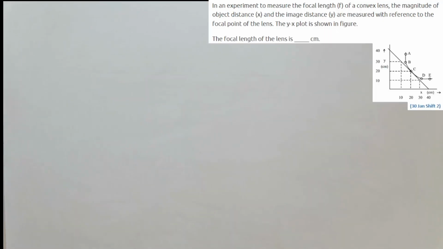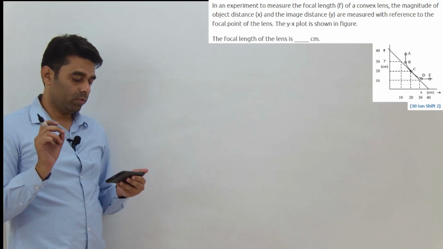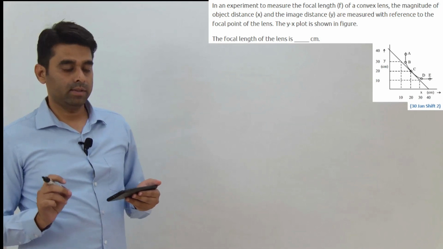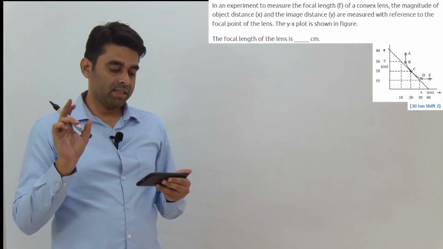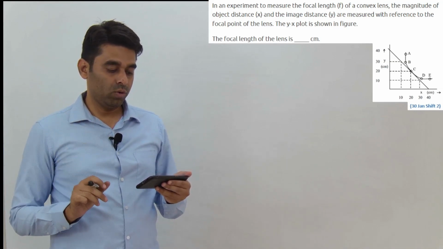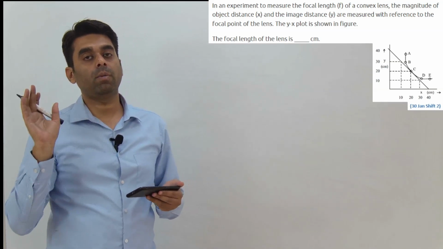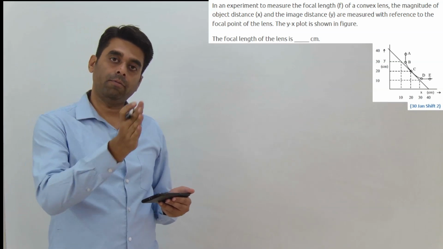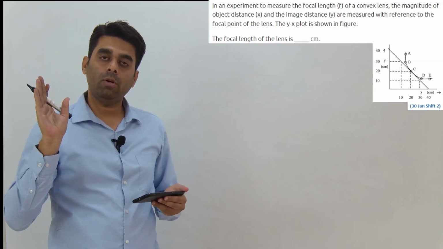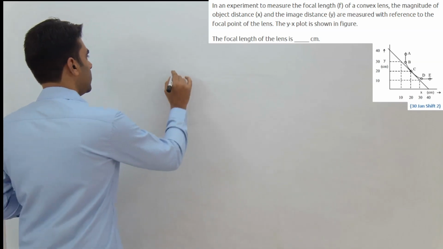So the question we have is: in an experiment to measure the focal length f of a convex lens, the magnitude of object distance x and image distance y are measured with reference to the focal point of the lens. Basically, the distances are measured from the focus and not from the optic center. Generally, our measurements are done from the optic center, but in this situation, they have given that measurements are done from the focus.